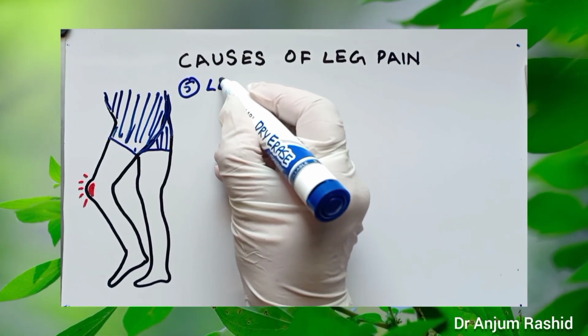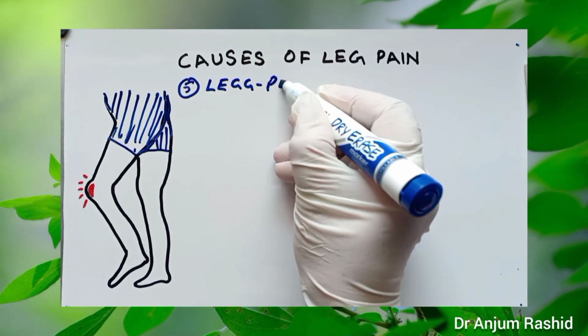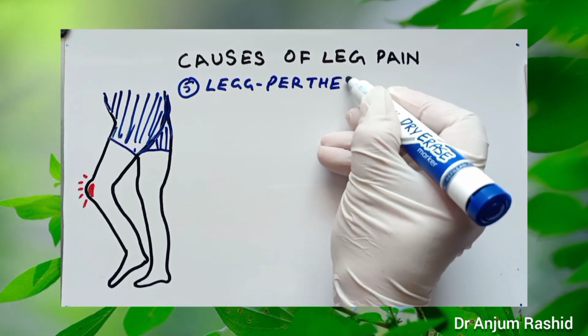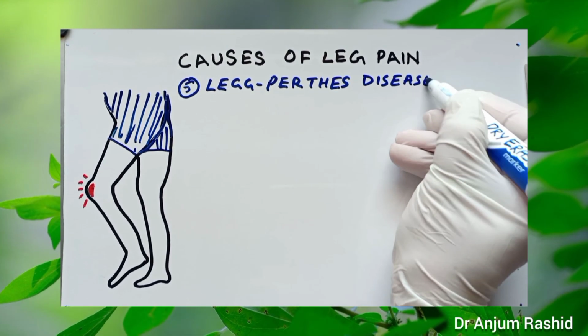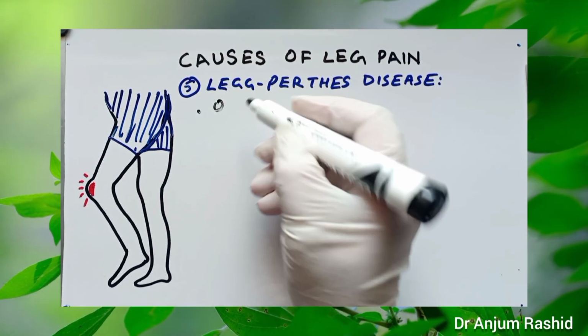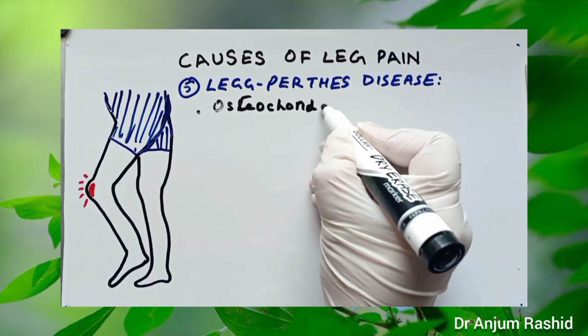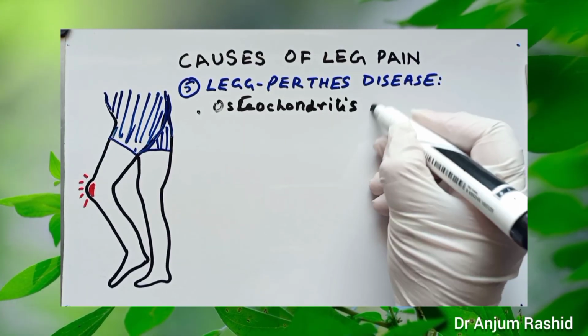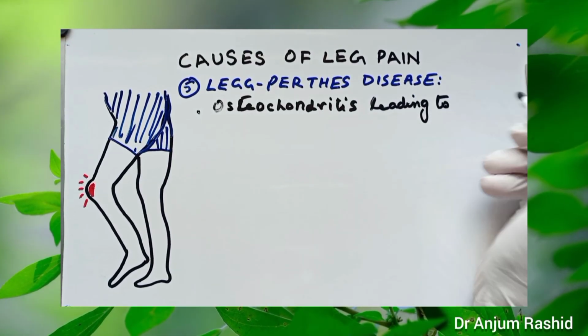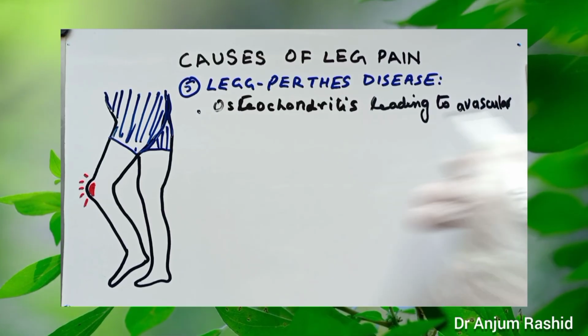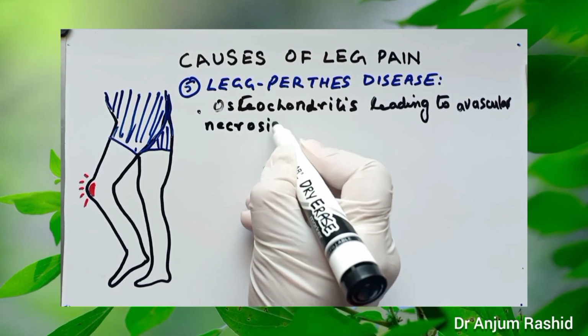Now, the fifth cause is Legg-Calvé-Perthes disease. It is a childhood condition caused by temporary loss of blood supply to the femoral head, leading to avascular necrosis. It typically affects boys aged 4 to 11 years and is often unilateral. The child presents with a painless limp or mild hip pain that may be referred to the knee or thigh.